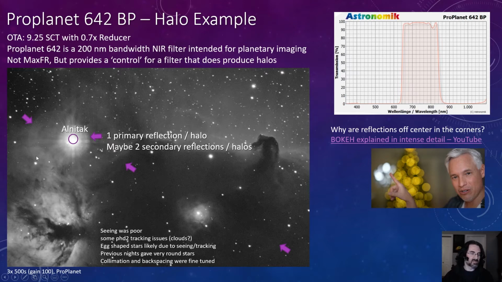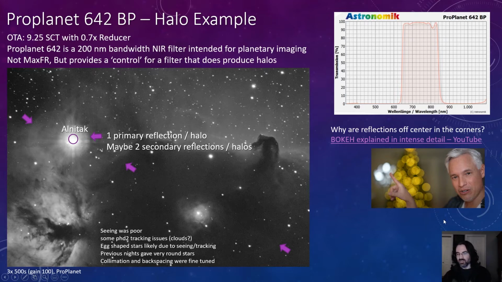And as I've been looking at some of these reflections and halos, a lot of times they seem off-center and shaped kind of funny. There's a video by Tony and Chelsea Northrup that goes into explaining bokeh in standard camera lenses and why sometimes you end up with these funky shapes on the edges versus the nice circles in the middle.